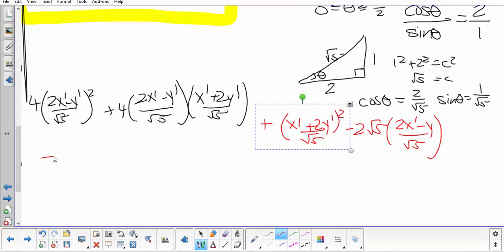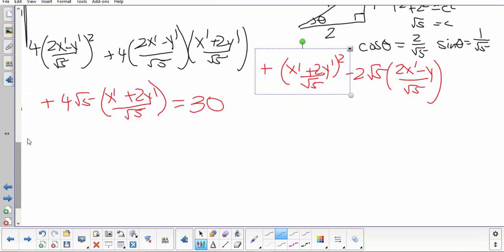Plus 4 root 5 times (x prime plus 2y prime over root 5) equals 30. So now comes the fun part of distributing everything.